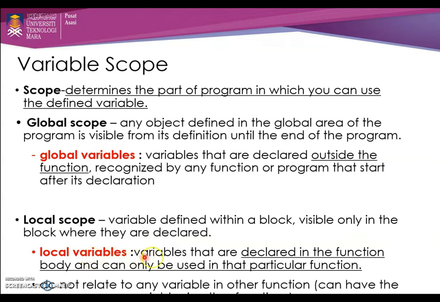A local variable is a variable that is declared in the function body and can only be used in that particular function. This is not related to any variable in any other function, which can have the same name as a variable in other functions.